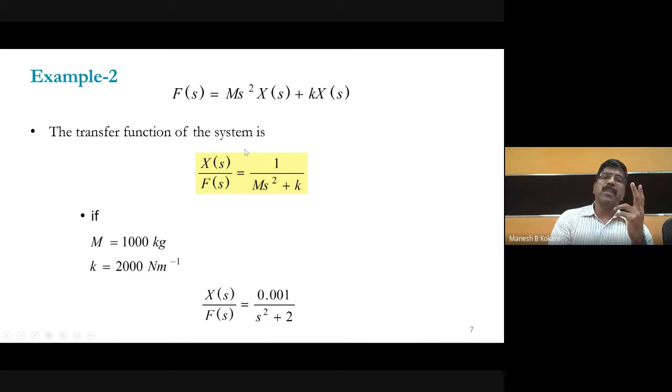Now suppose, for example, how many roots or how many poles are there? Definitely the term ms² + k is there. If you equate that to 0, then s² will be equal to minus k by m, and then there will be two roots of that, so there will be two poles of that system.